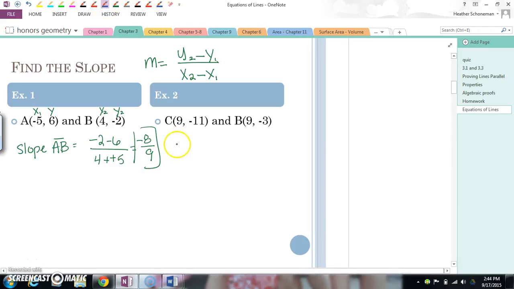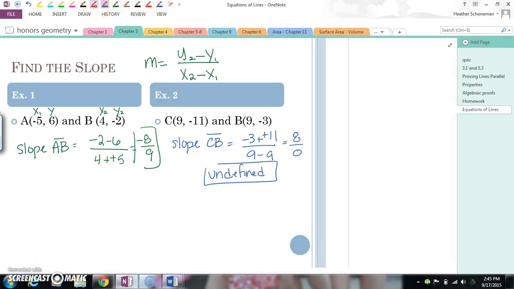Let's try this again. This time we're going to find the slope of CB. The slope of CB would be negative 3 minus negative 11 over 9 minus 9. So on top we get 8, but on the bottom we get 0. We don't leave it this way. When 0 is in the denominator, we say the slope is undefined.